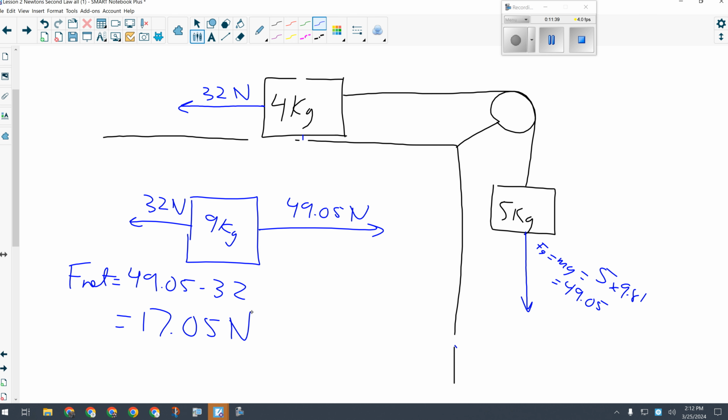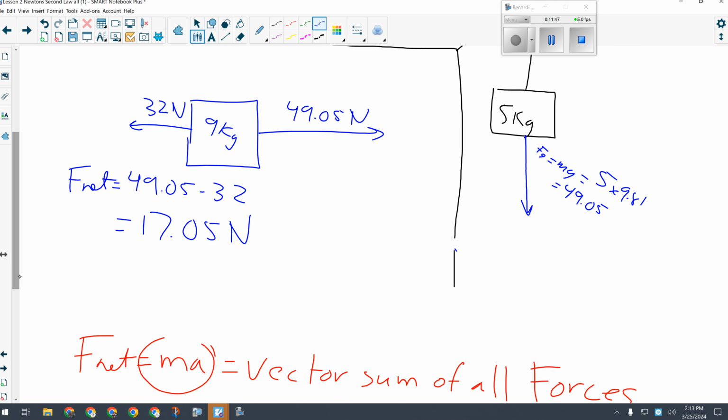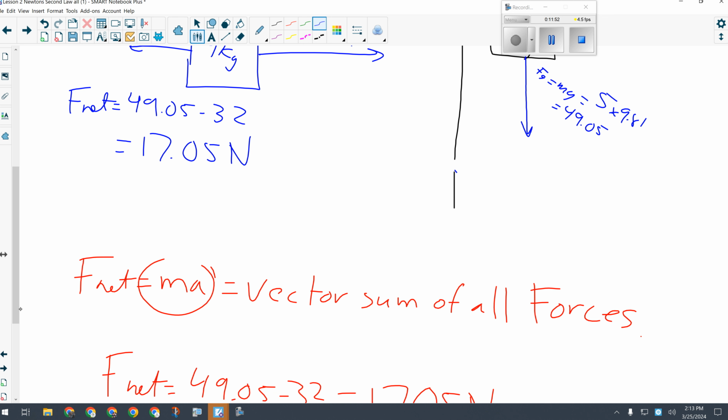So 17.05 newtons, okay, for right now, but I'm not going to worry about that for now. Okay, now that I've done the vector sum of all forces, I have to realize that, according to this red lettering that I forgot to erase, F net is not only mass times acceleration, it is also the vector sum of all forces, and I already did that part. I know that the vector sum of all forces is 17.05.